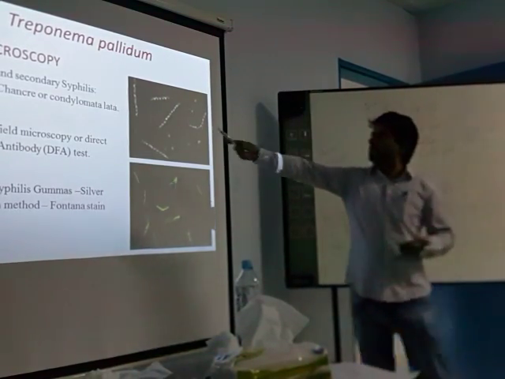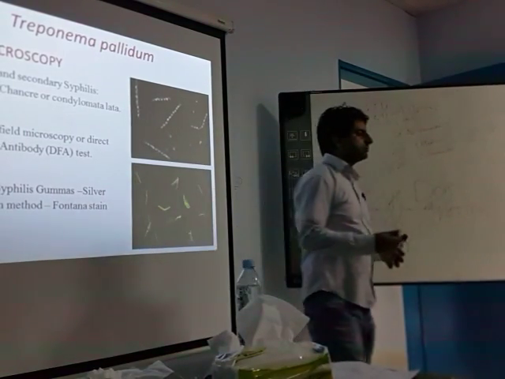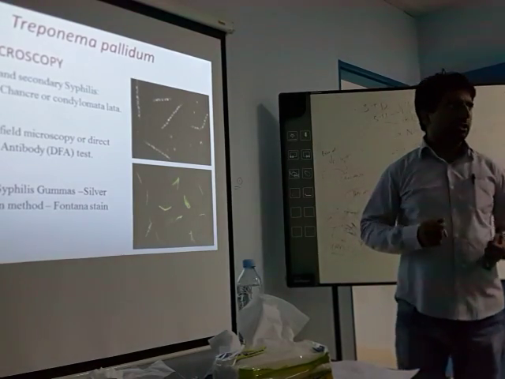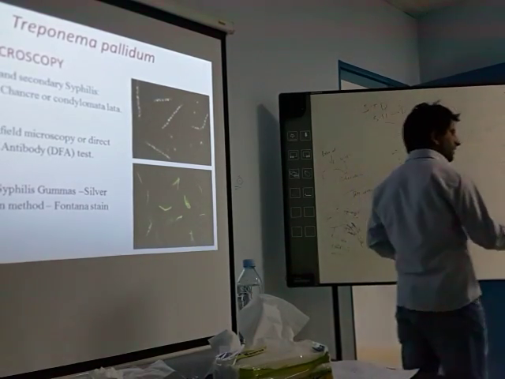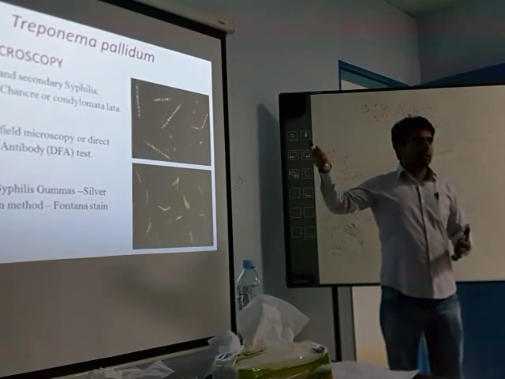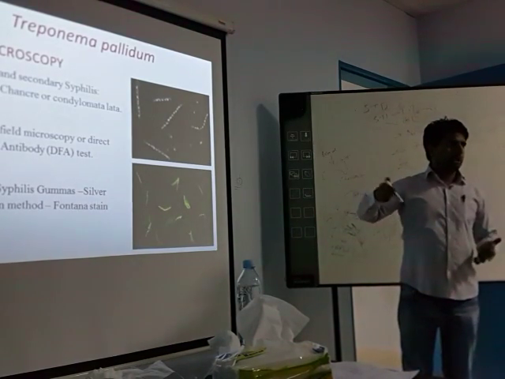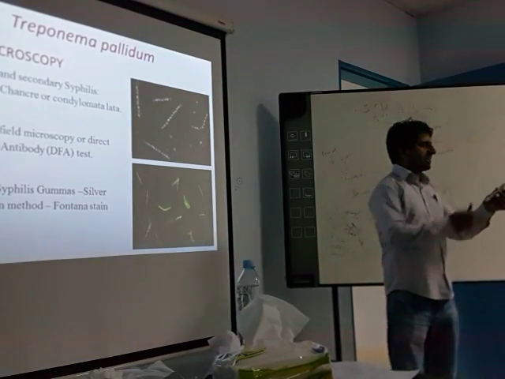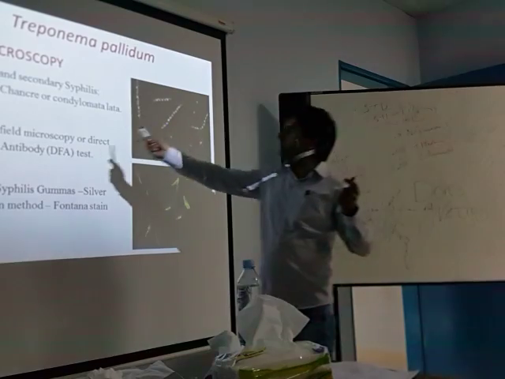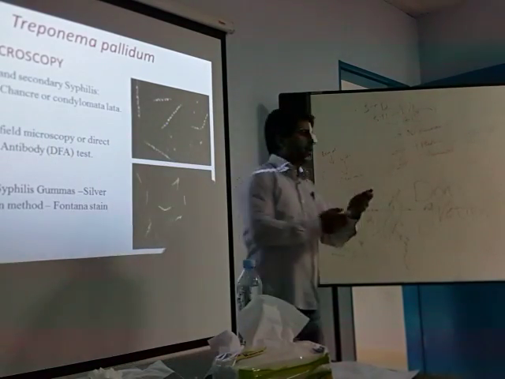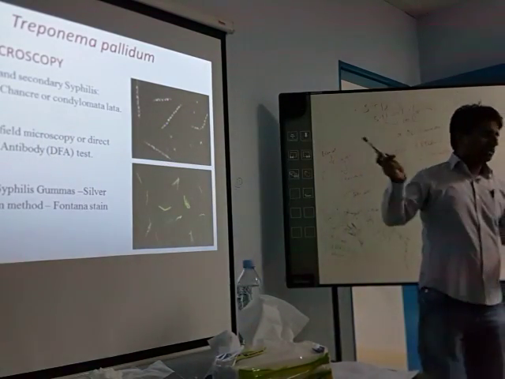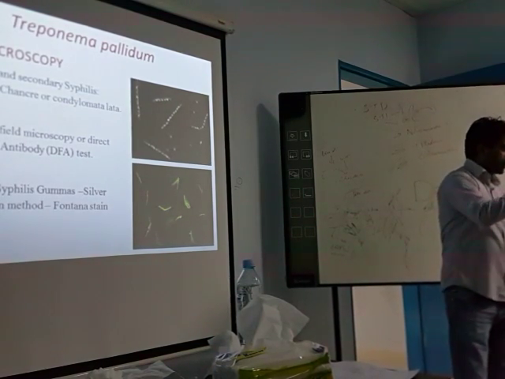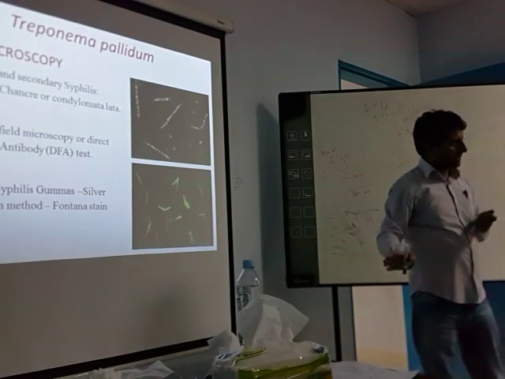In these two stages, lesions can occur on the lip, on the tongue, or on the genitals, the penis for the male and the vagina for the female. It usually comes first on the private part. A lesion in the primary stage is called a chancre. It's a painless lesion. You collect the exudate from it and transfer it to the laboratory.